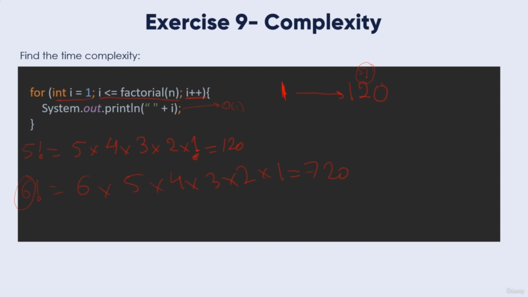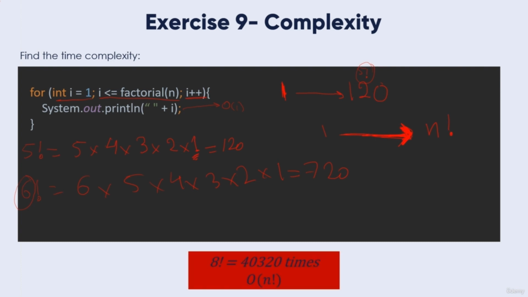Therefore, the complexity of this algorithm is going to execute the print of i according to the range from 1 to n factorial. And this is the trick in this question, understanding the n factorial in the algorithm. So the complexity would be O of n factorial.